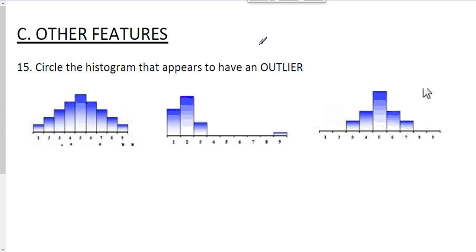And then last one here, talking about the word outlier. I think most of you guys can understand this. What do you think that little guy is right there? Boom, outlier. Now the other ones, everything's stacked towards the middle, so no outliers. Awesome. Cool. So I wanted to run through that with you guys so you guys can check your answer.